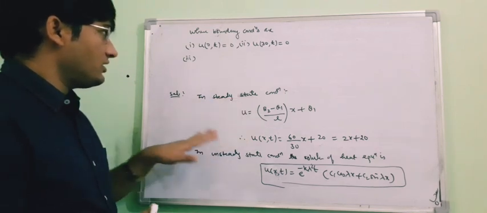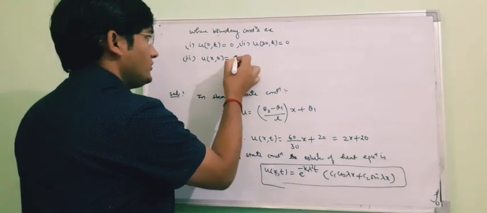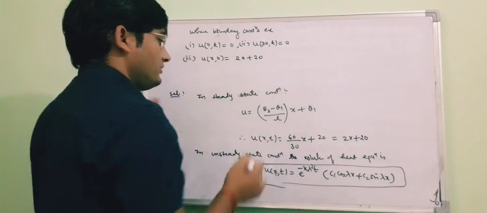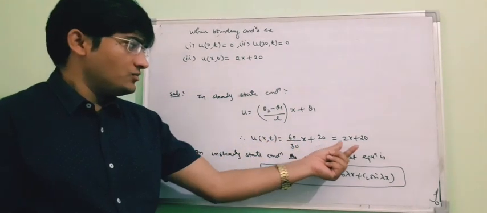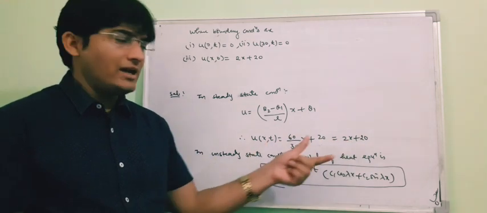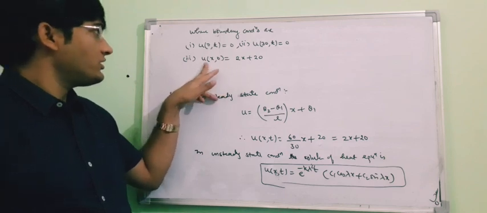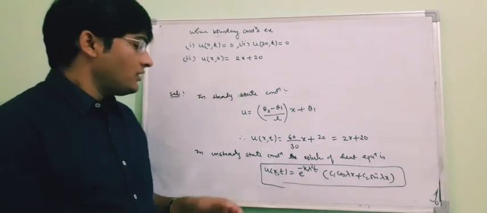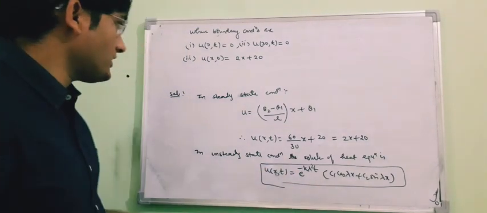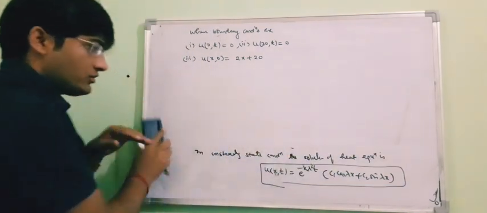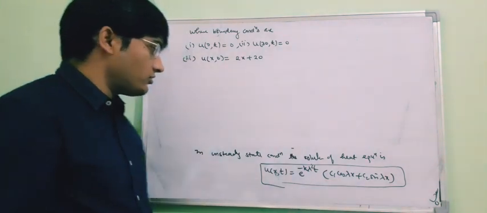when initially the condition was steady state, your initial temperature will be 2x plus 20. This is your steady state condition, that means when your temperature does not depend on time, so u_t, that means the rate of change of temperature, is 0. So your initial temperature will be 2x plus 20. Now using these three boundary conditions, we will solve this heat equation. We will find out the constants C1 and C2.